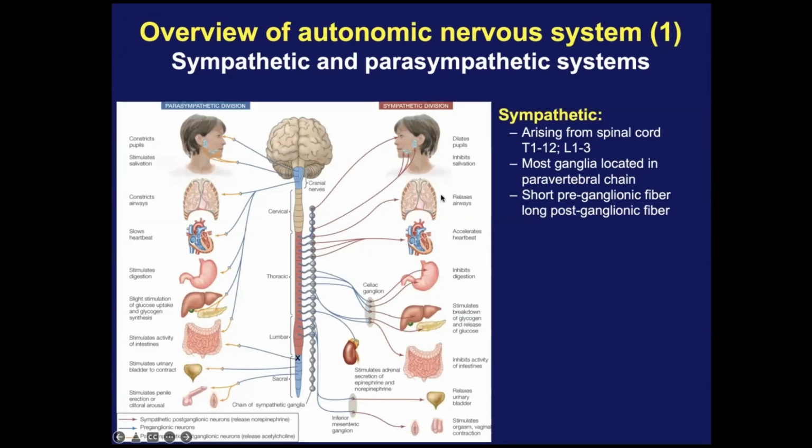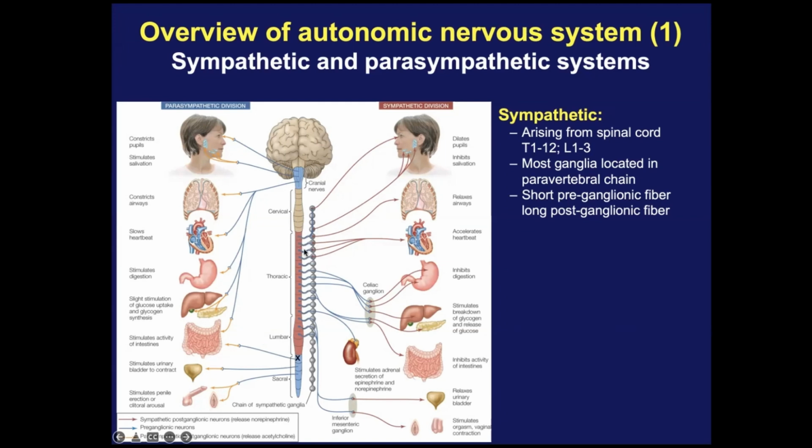Here on the right side, as shown here, it shows the sympathetic nervous system. These are the fibers in this system. Here we can see the fibers originate from the spinal cord, from these thoracic segments from T1 all the way down to T12. And it also originates from the lumbar segments from lumbar 1 to lumbar 3.